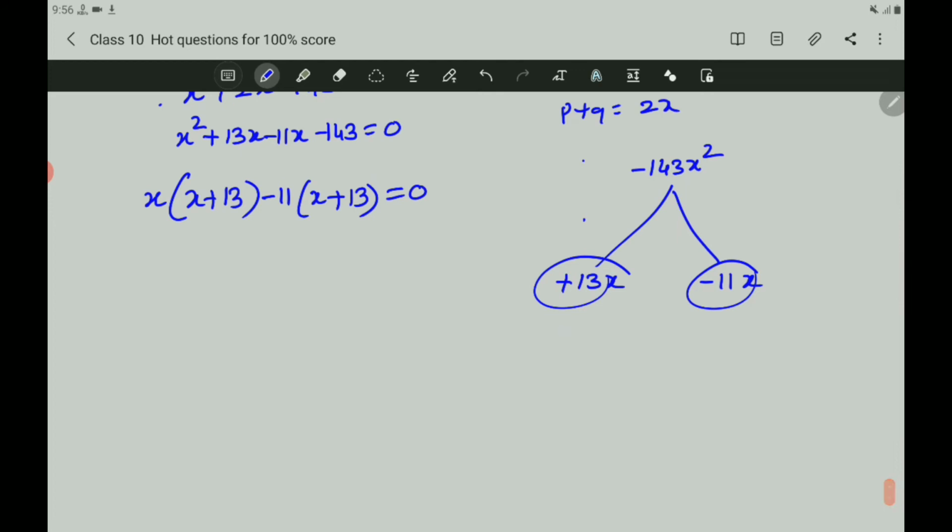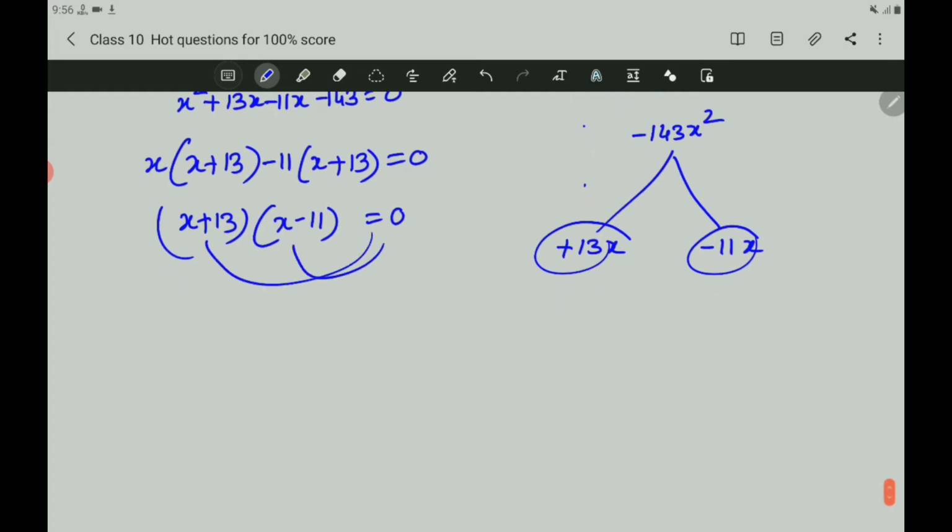So you can write x plus 13 equals 0. Then you write x plus 13. These two are the same, so you take that as common, and in the other bracket you will get x minus 11. Now equate each factor to 0: x plus 13 equals 0 or x minus 11 equals 0.